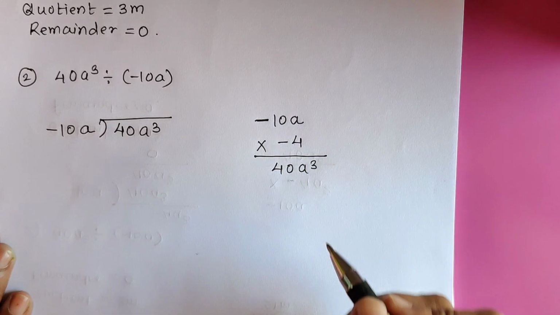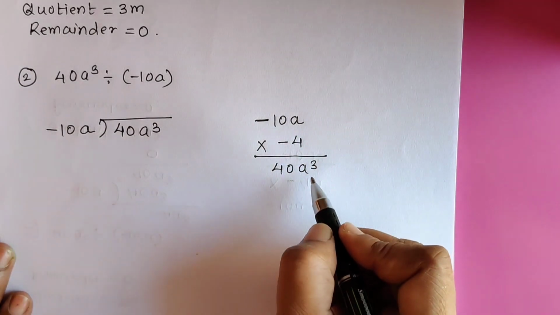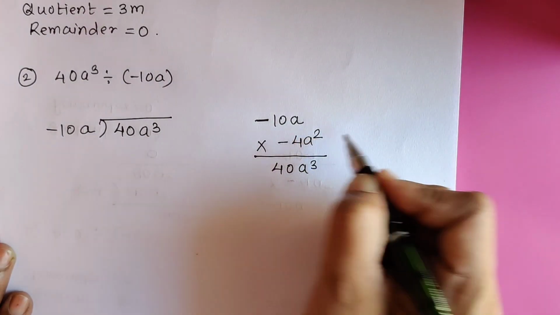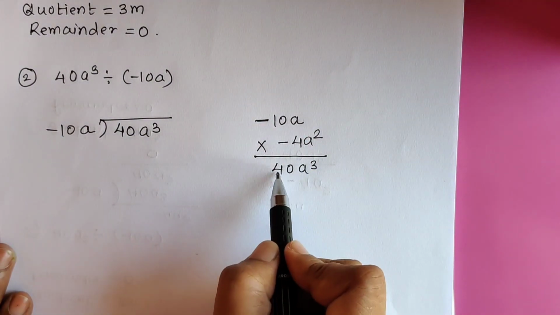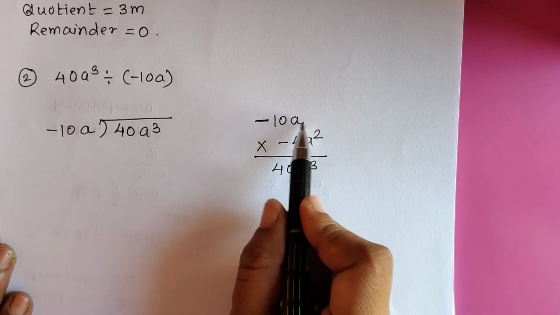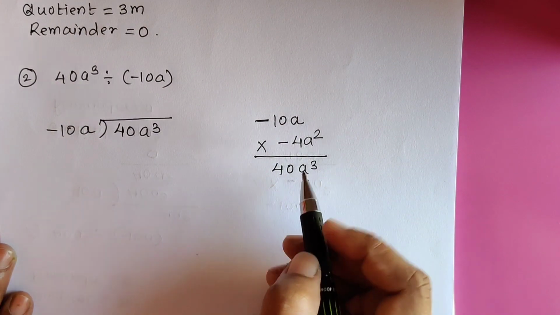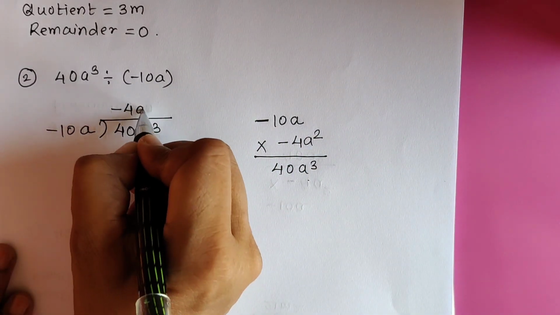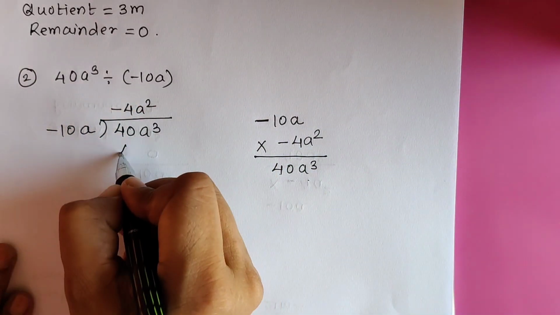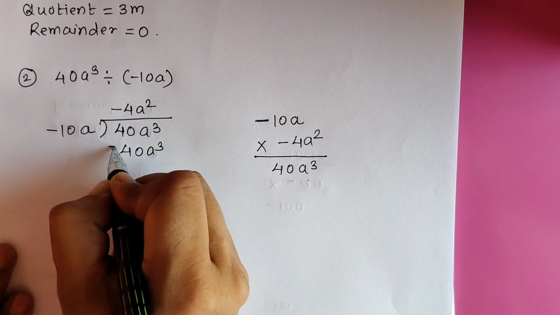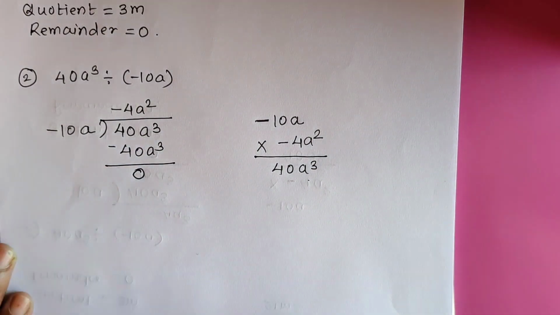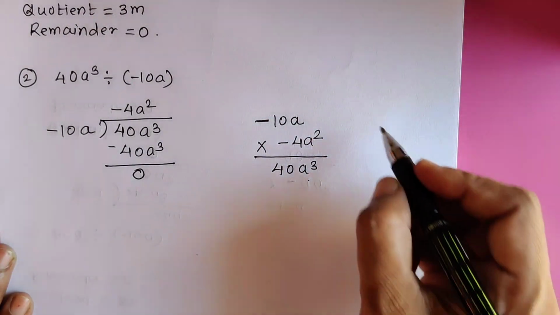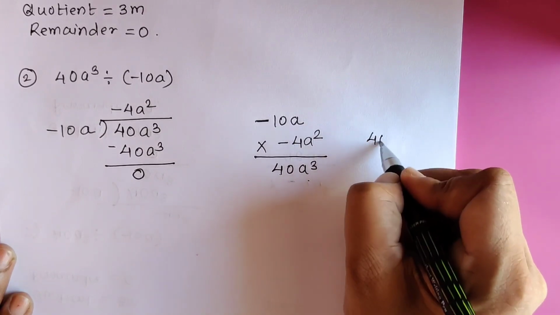So 10 into 4 is 40, and now a multiplied by which variable we get a cube? a multiplied by a square we get a cube. So 10 4s are 40 and a into a square is a cube. In this way this minus 4a square we write in the quotient, 40a cube we write in the dividend, and remainder we are getting 0. So in this way multiplication form also you can do, or you can apply the division form also.